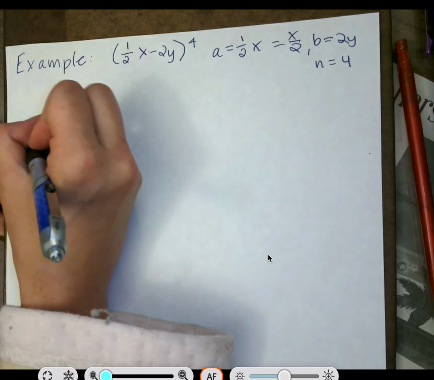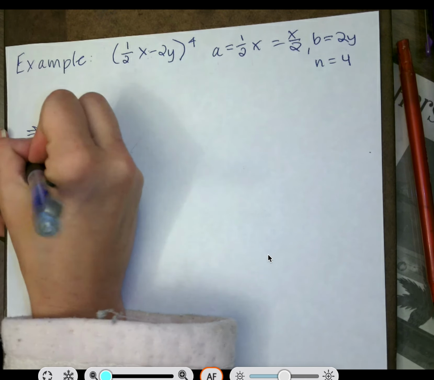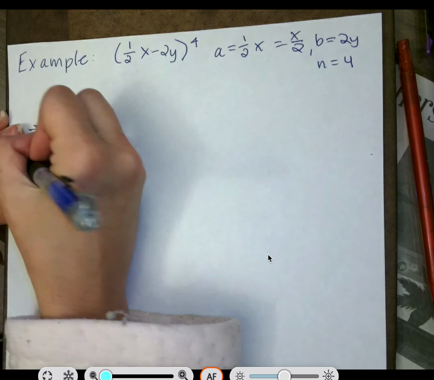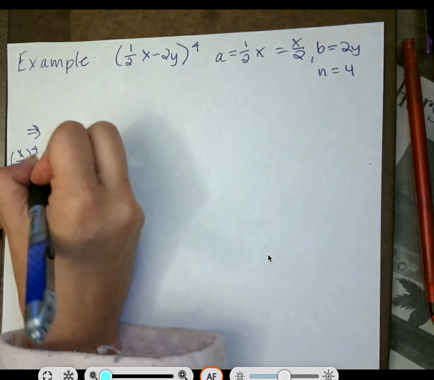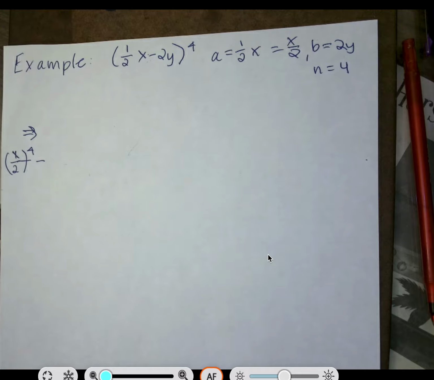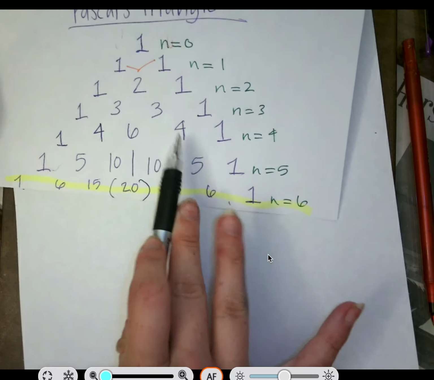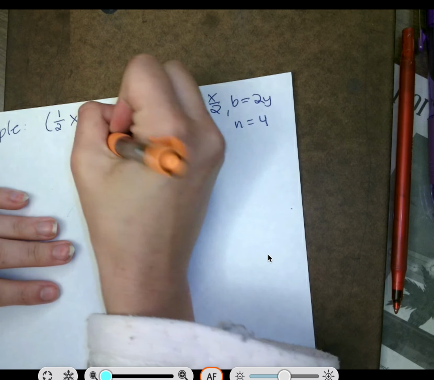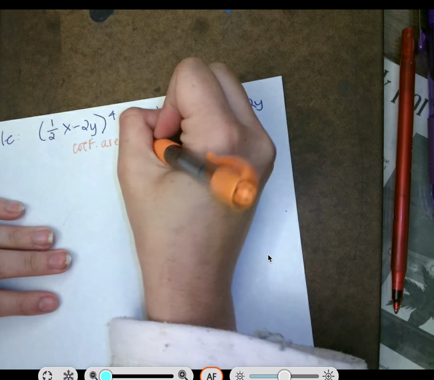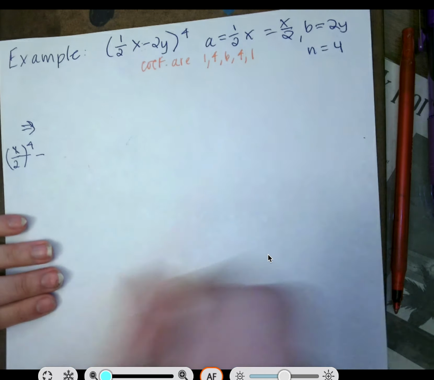with, let's move down here so we have room, a to the nth power minus, right? So when n equals 4, we know, according to Pascal's triangle, that our coefficients are 1, 4, 6, 4, 1. We can make note of that if we want, that the coefficients are 1, 4, 6, 4, 1. Okay? We have our 1.